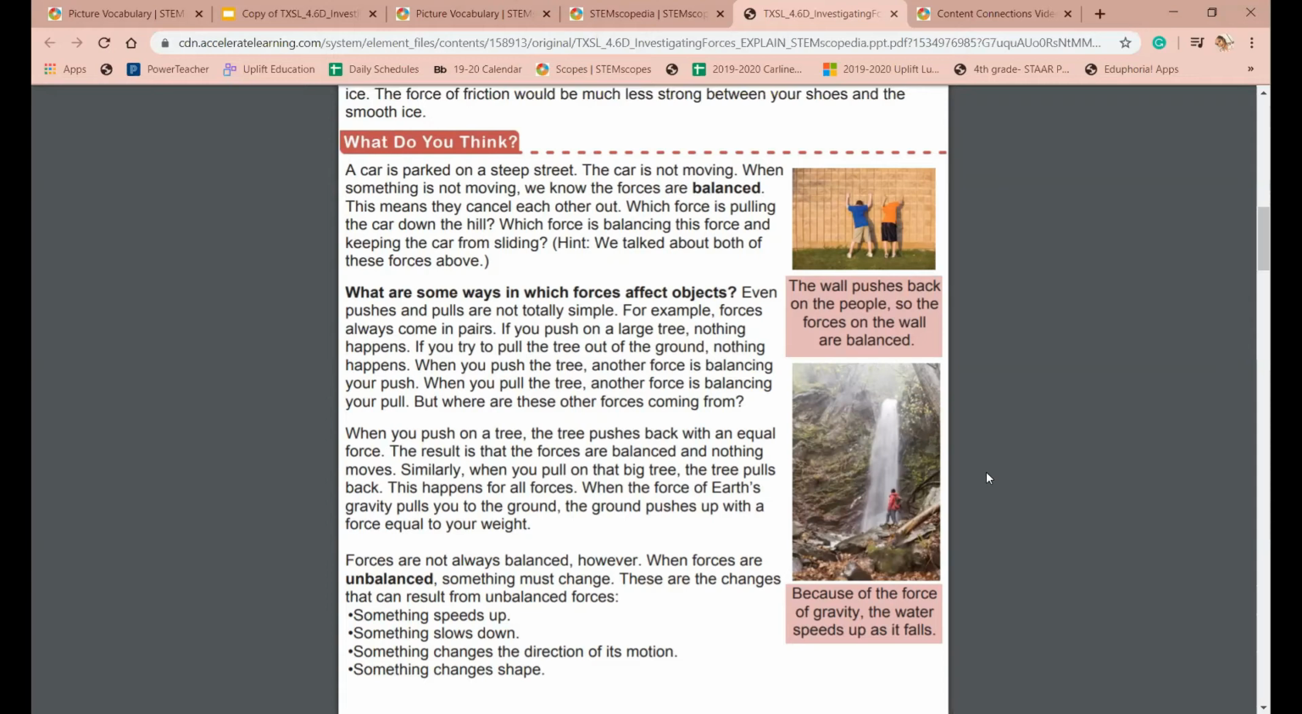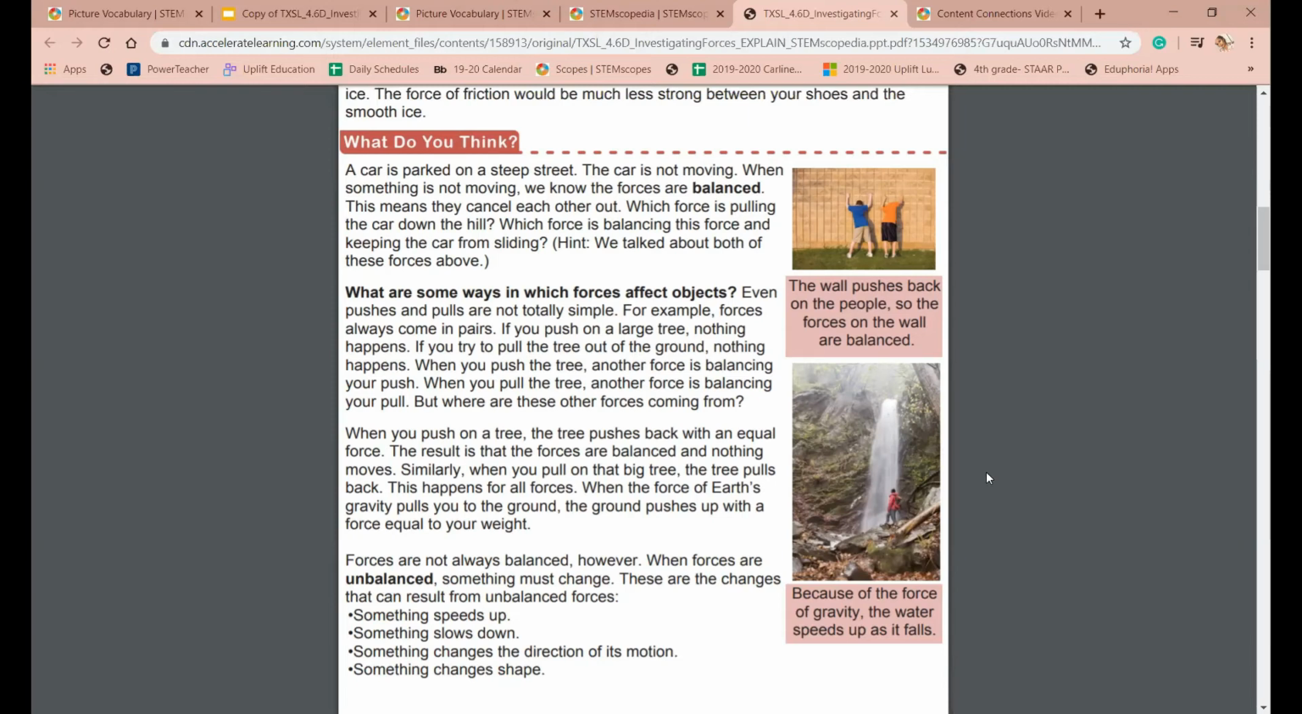But where are these other forces coming from? When you push on a tree, the tree pushes back with an equal force. The result is that the forces are balanced and nothing moves. Similarly, when you pull on that big tree, the tree pulls back. This happens for all forces. When the force of Earth's gravity pulls you to the ground, the ground pushes up with a force equal to your weight.